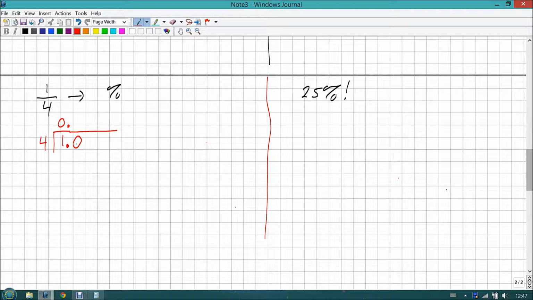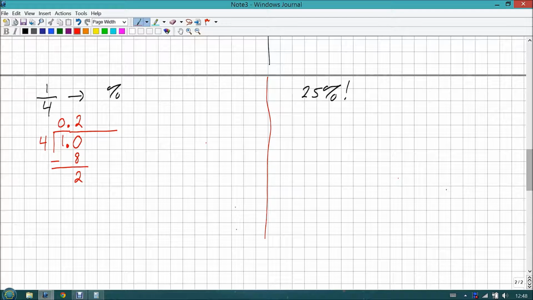What times 4 gives us 10? Well, nothing, but something gets us close, and that would be 2. 2 times 4 is 8. I then subtract the 8 from 10. So 10 minus 8 is 2, so I have 2 left over.